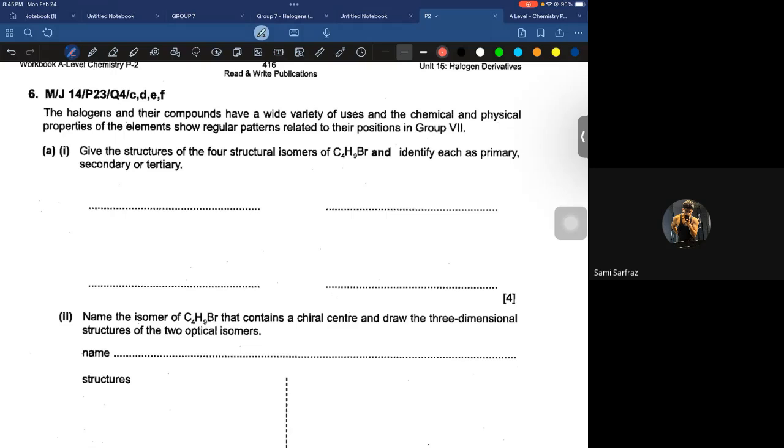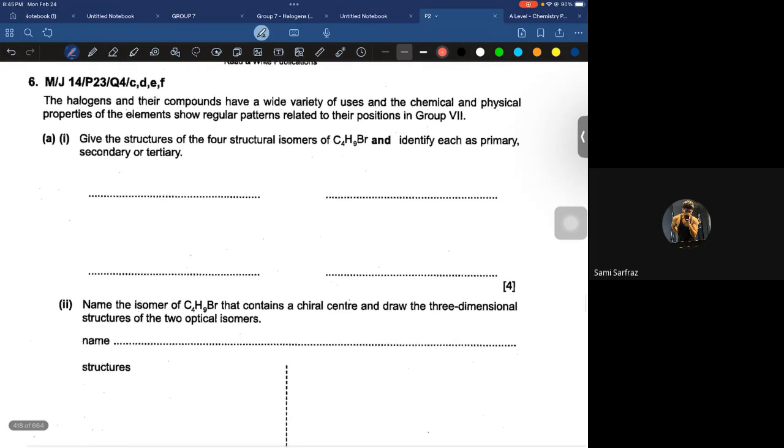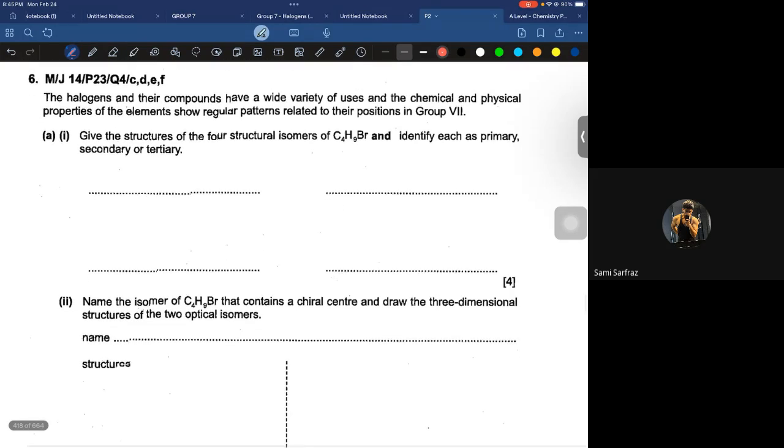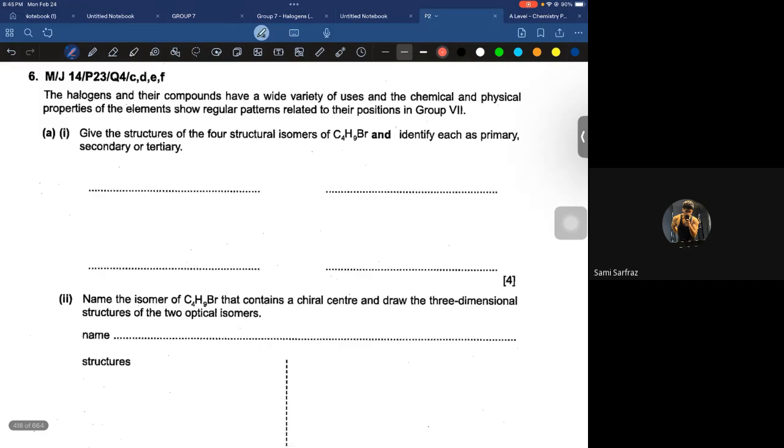The halogens and their compounds have a wide variety of uses, and the chemical and physical properties of the elements show regular patterns related to their positions in group 7. Give the structures of the four structural isomers of C4H9Br and identify each as primary, secondary or tertiary. Try it, then I'll tell you. Try quickly, everyone, quickly, quickly.